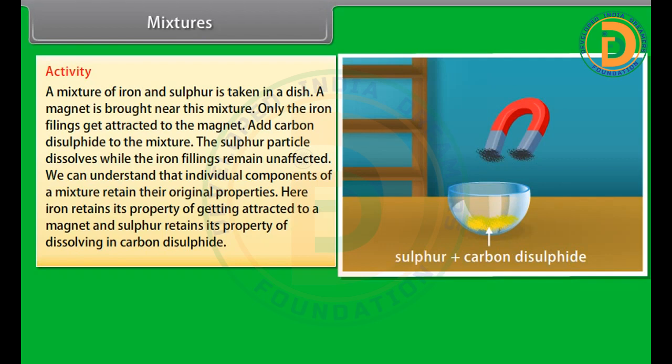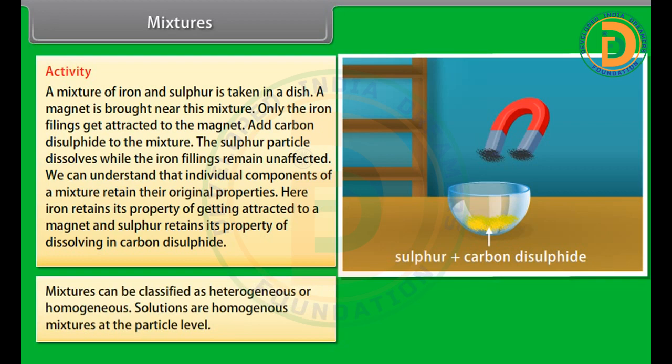What do you understand from this activity? We can understand that individual components of a mixture retain their original properties. Here, iron retains its property of getting attracted to a magnet, and sulfur retains its property of dissolving in carbon disulfide. So mixtures can be classified as heterogeneous or homogeneous.